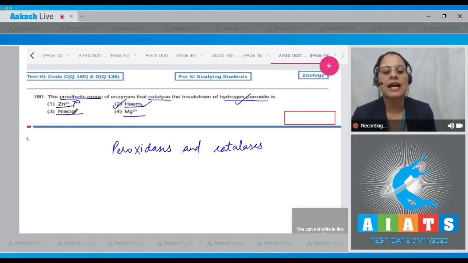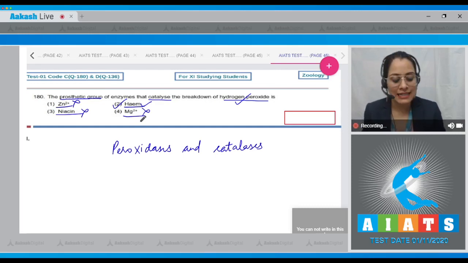Zinc cannot be a correct answer. Zinc is a cofactor of carboxypeptidase. Niacin is incorrect. Niacin is a component of the coenzyme nicotinamide adenine dinucleotide, and magnesium is incorrect because it is a cofactor of hexokinase. So the correct answer is option number 2.